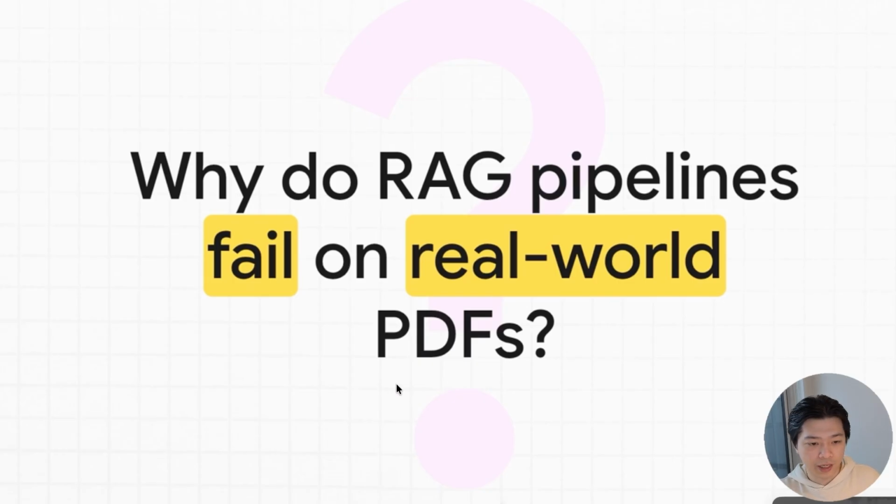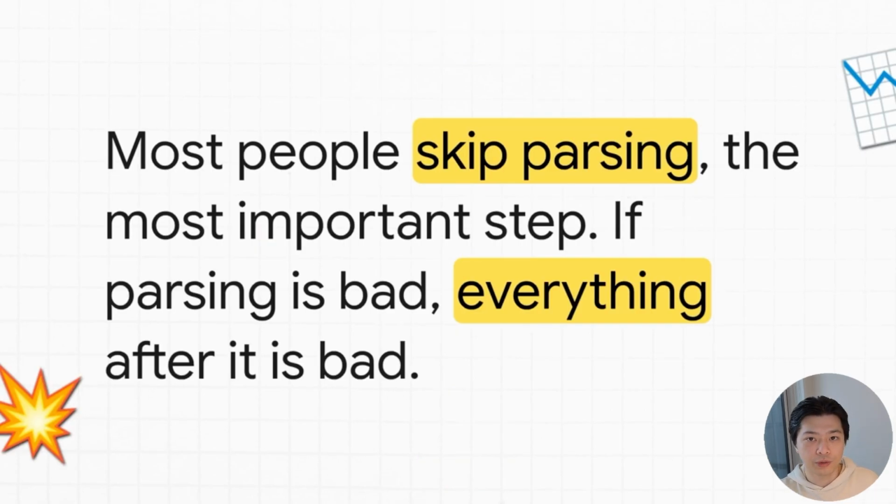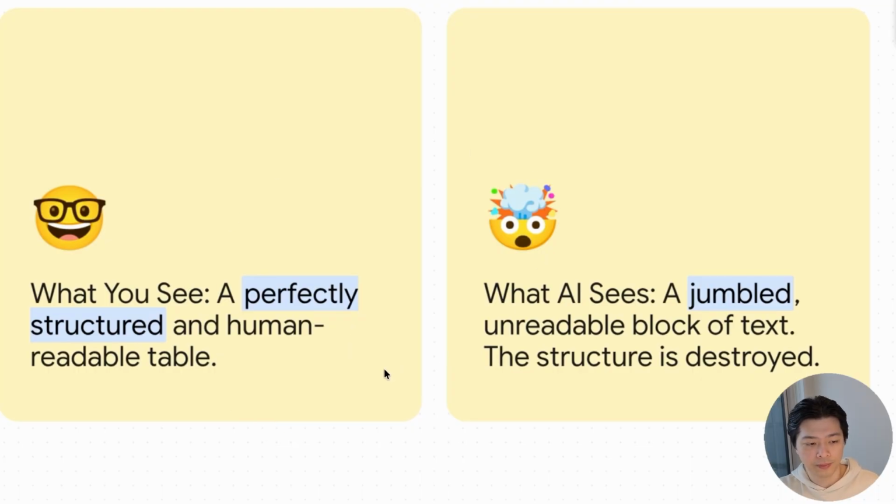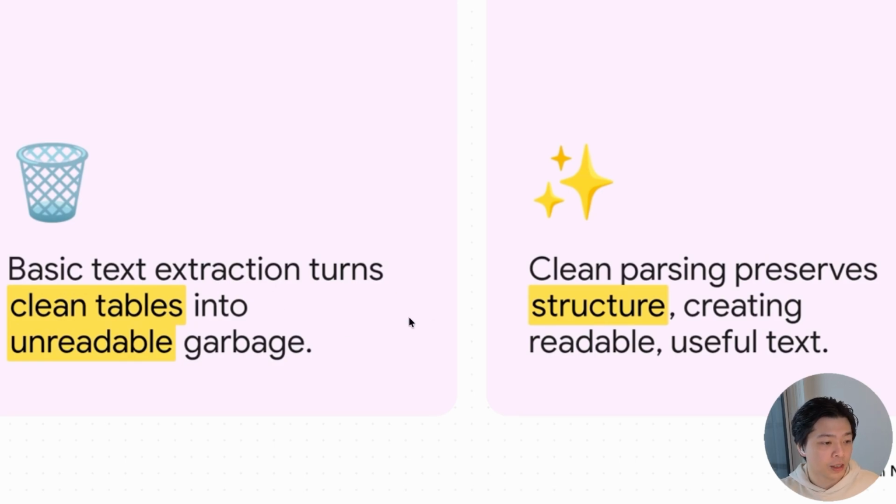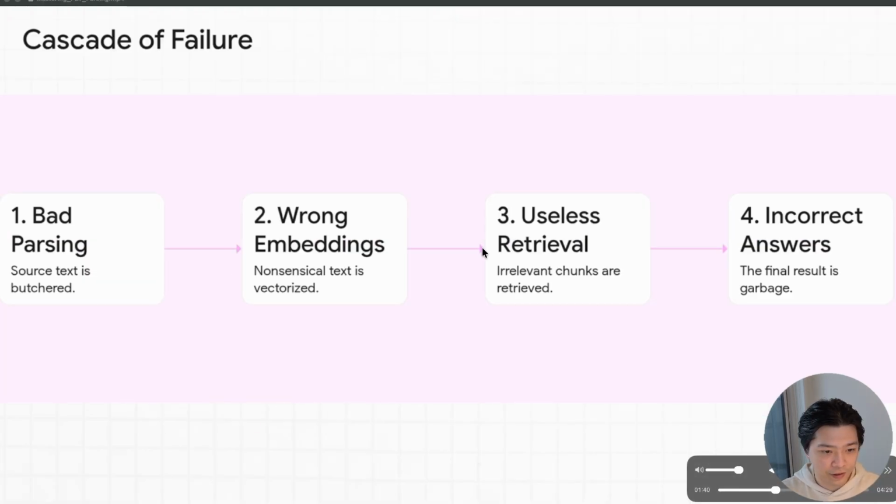Here's what most people get wrong about RAG. They jump straight to the embeddings and vector database and skip the most important part, parsing. PDFs look structured to a human, but under the hood, they're just precisely positioned characters. A basic text extractor turns clean tables into unreadable garbage. If parsing is bad, everything after is bad.